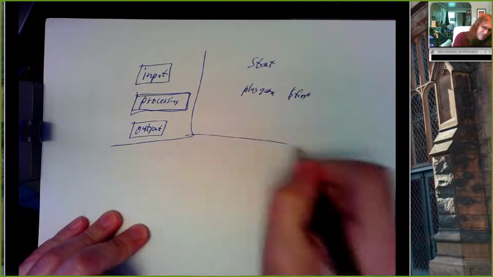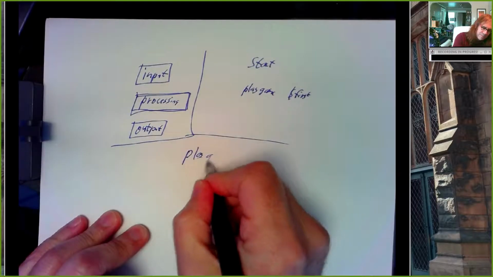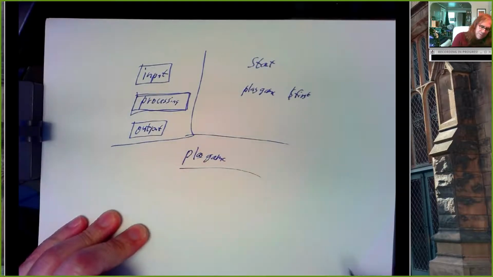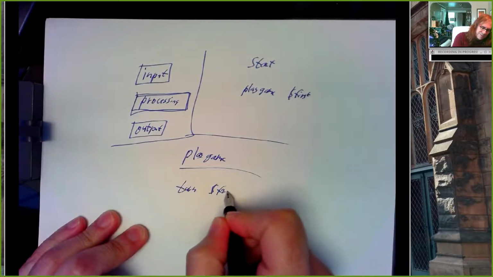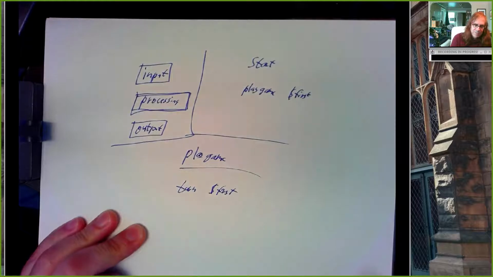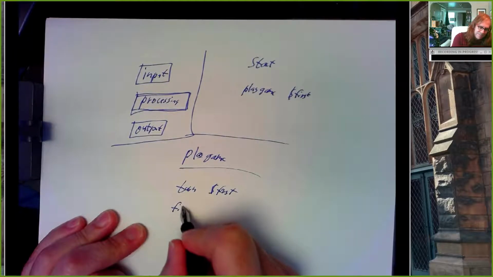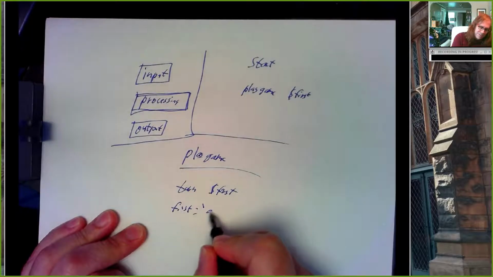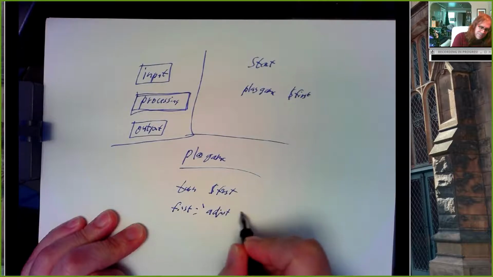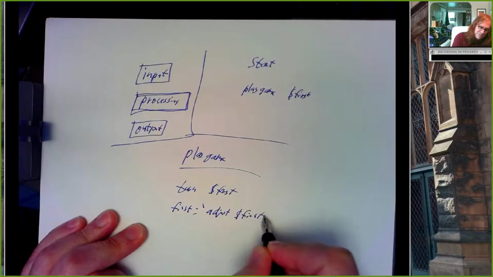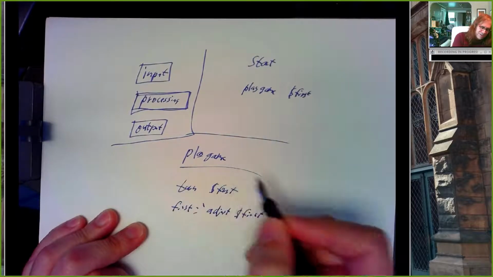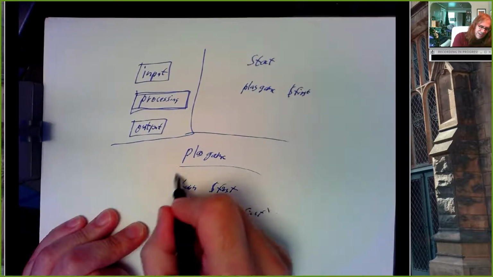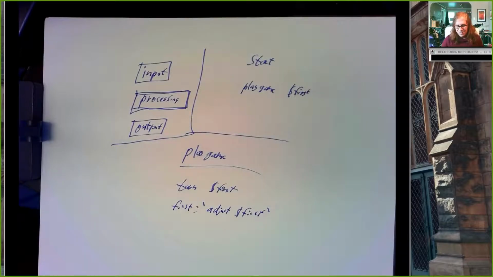And then my play game function would be, take a turn, $first, and then first equals adjust $first, and maybe I would put this in a while loop, right? And I could say, see if the game is over, and while the game is not over, do this.